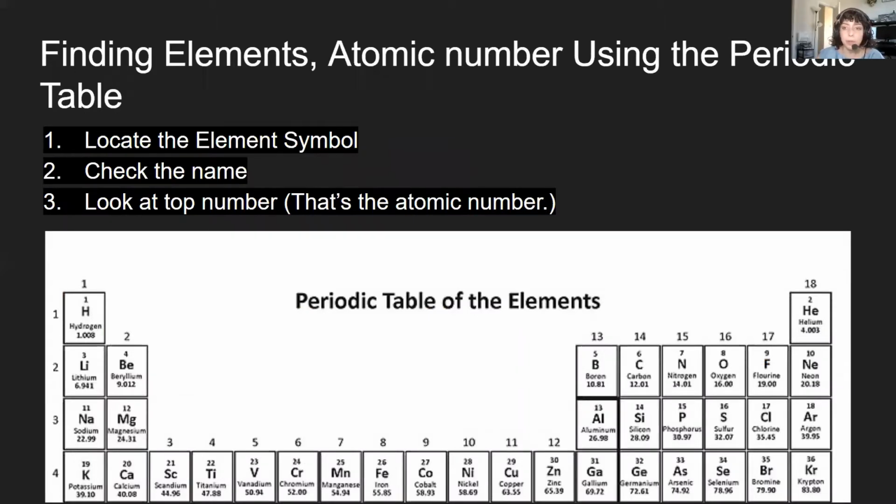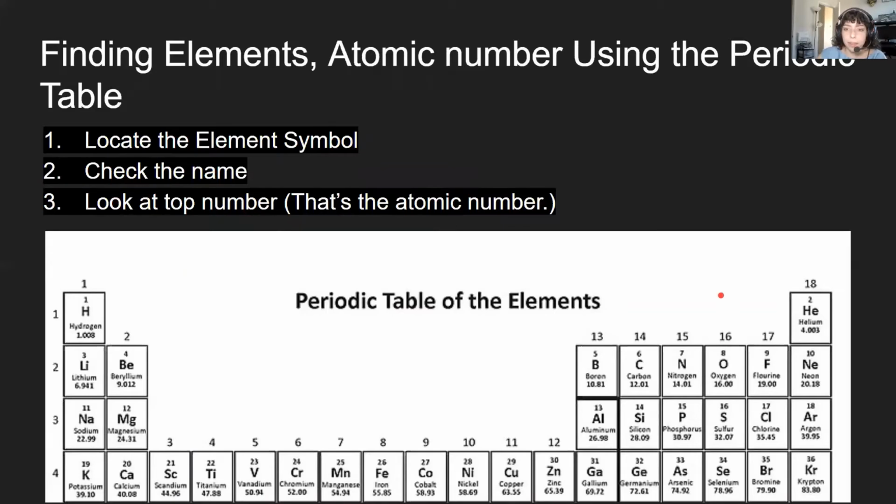So I'm talking about the periodic table, and one thing you should know how to do is how to find any one of these gorgeous elements within the periodic table. So to do this, you're gonna think, okay, what's my element symbol? Then you're gonna find the name, and then you're gonna think, okay, I got my name. Now, what is the atomic number? That's the top number. We saw that on the previous tile.